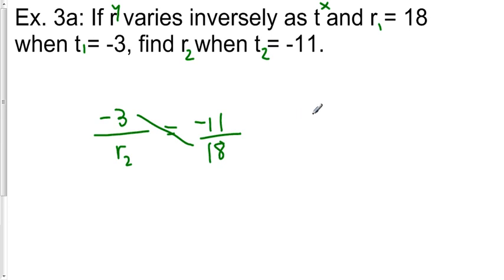-3 times 18 gives us -54. We're going to divide that by -11. And we get 4 10/11 as a mixed number.